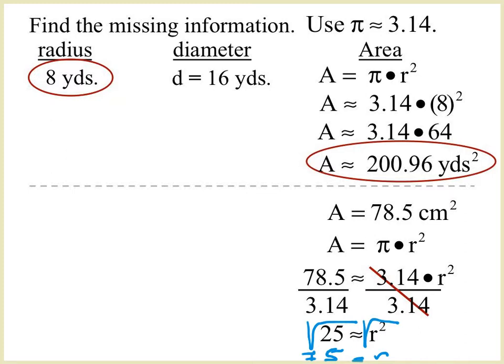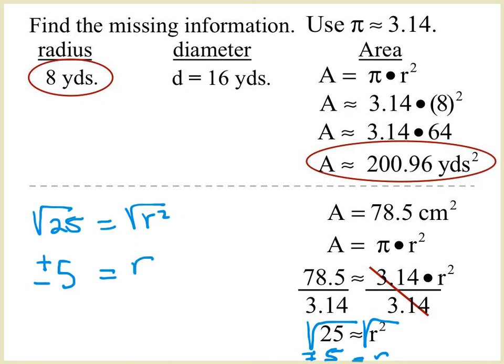Let me come over here. The square root of 25 is equal to the square root of r squared. The square root of 25 is plus or minus 5. That means positive or negative 5 squared would give me 25.